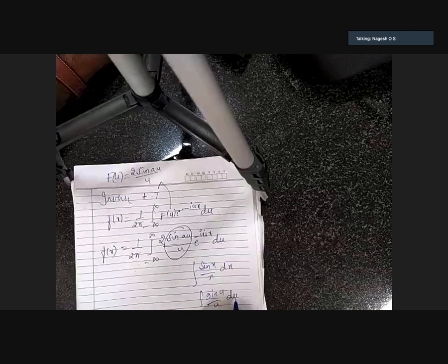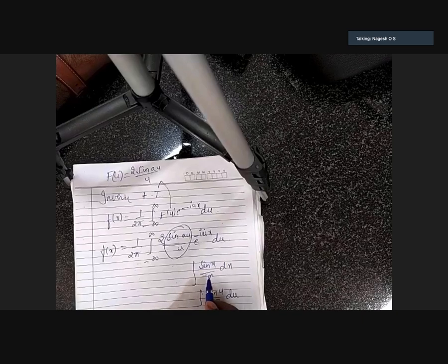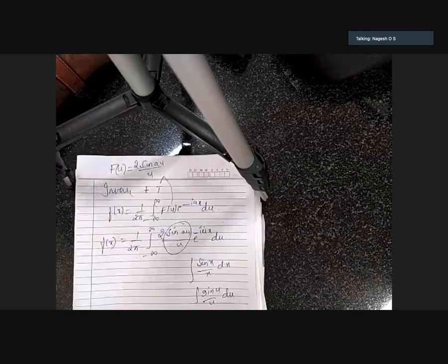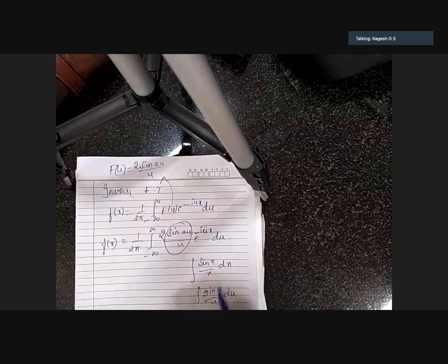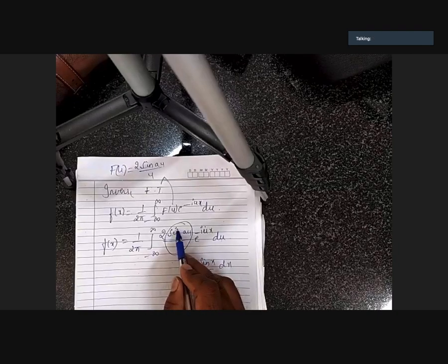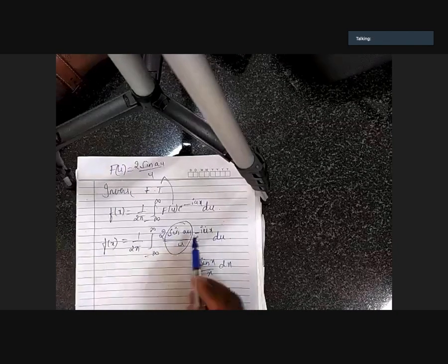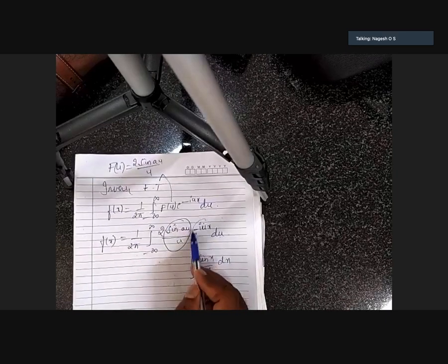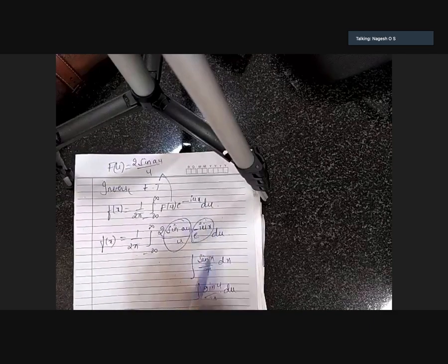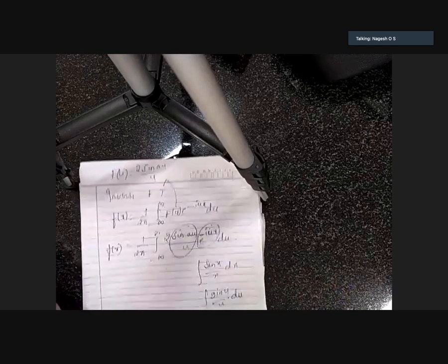Sine u by u du, both are the same. If you change the variables, the value won't change. You have studied this in second year. If you change the variable, value won't change. Therefore, a we can replace by a because it is a constant. U we can change to x, but we don't have this in the deduction part. In this deduction part, I'll write here only. Every time I need to turn the page.